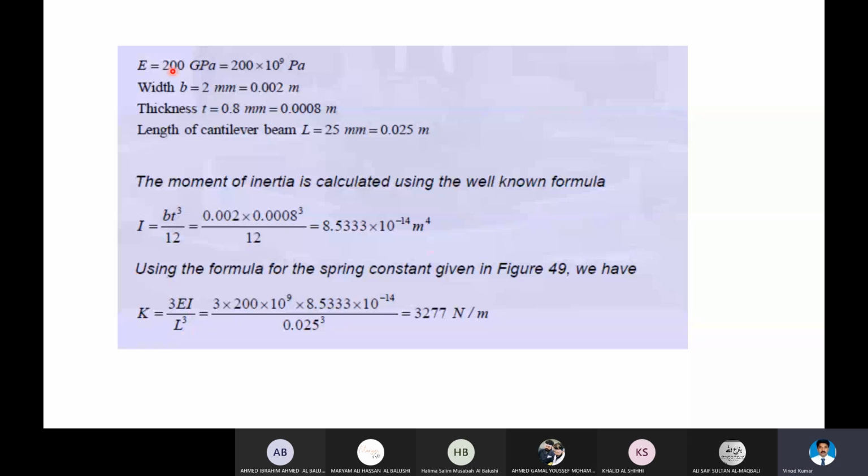So E we have here 200 times 10 raised to 9. I is B h cube over 12, which we calculated, just changed millimeter to meter. So 3 EI over L cube. L is the length. We know the length is 0.025 cube. So K is 3277 Newton per meter. This is how we calculate it.